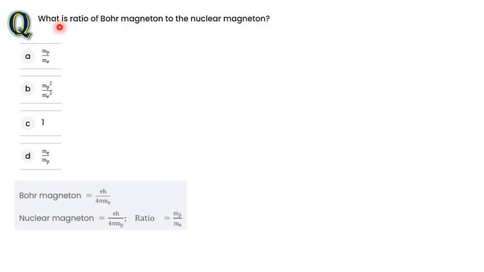Next question here is, what is the ratio of Bohr magneton to the nuclear magneton? So what is the formula for Bohr magneton and nuclear magneton? Once you know about this, this will be a little easy. The first one I mention here is Bohr magneton. The Bohr magneton formula here will be equal to eh by 4 pi into the mass of the electron. Now next, the same, that is the nuclear magneton. So the nuclear magneton here is the nuclear magneton.